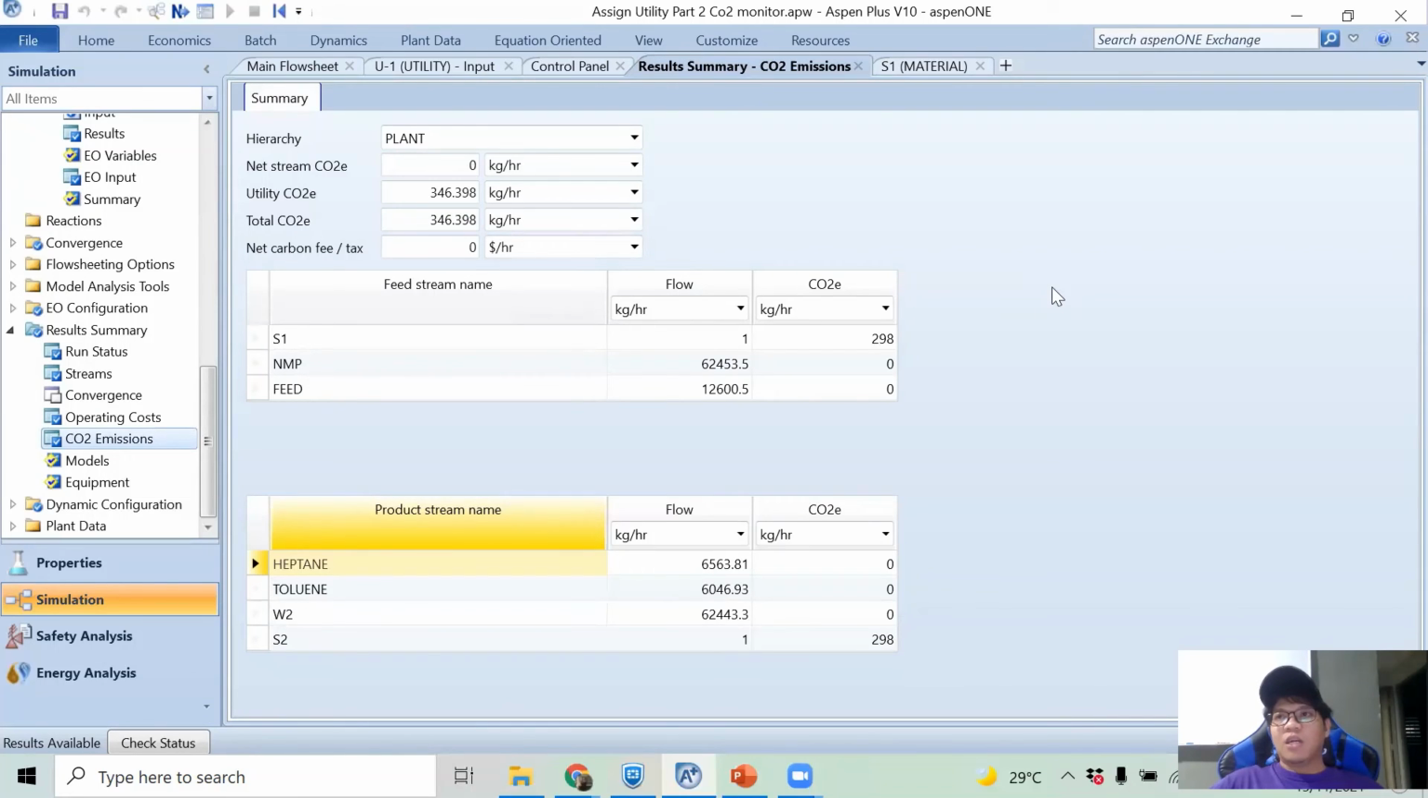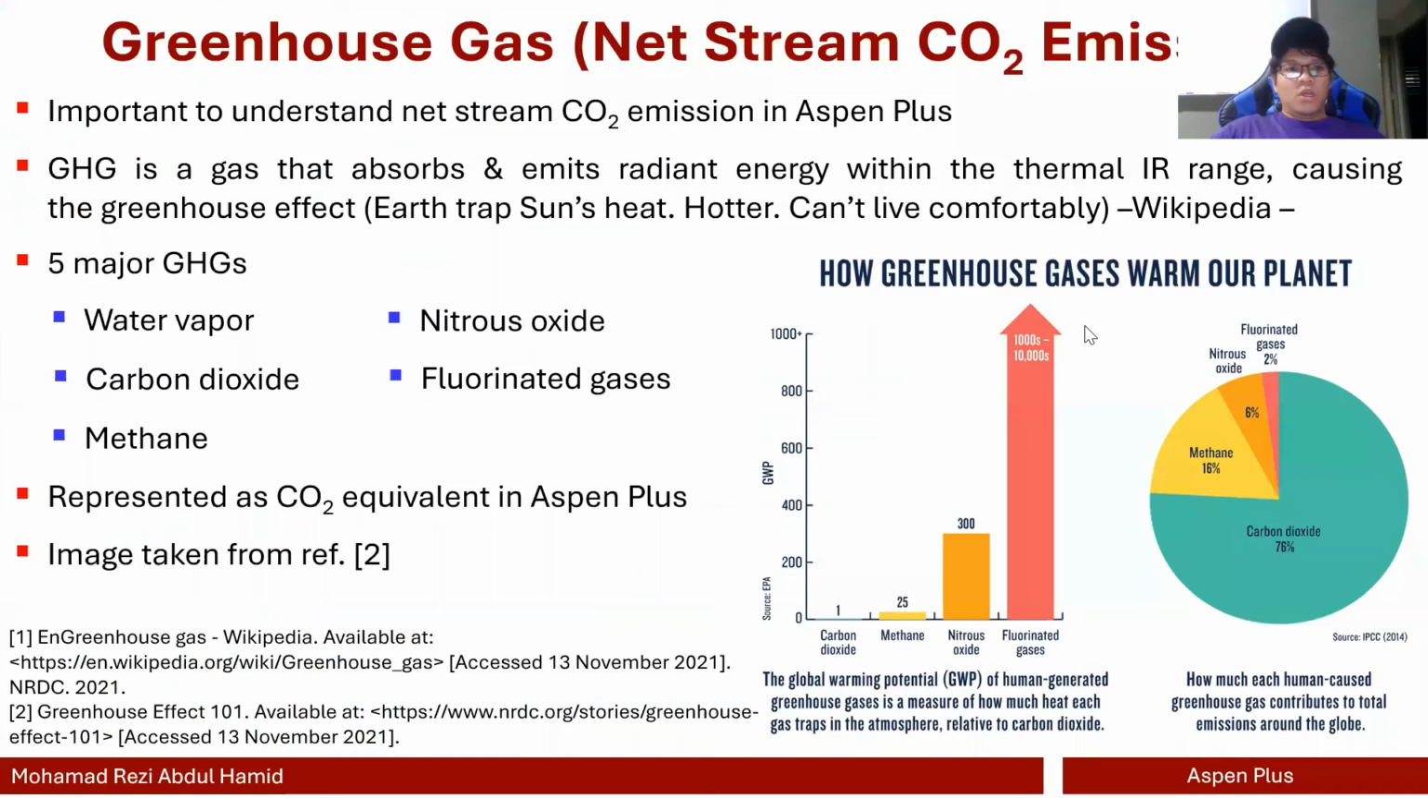I'm gonna wrap up everything by showing you a few of my slides as well as the result. So let's go back to our slides. This slide is very important for you to understand the net stream CO2 emission in Aspen Plus, because different components that you produce or that you use have a different CO2 equivalent.